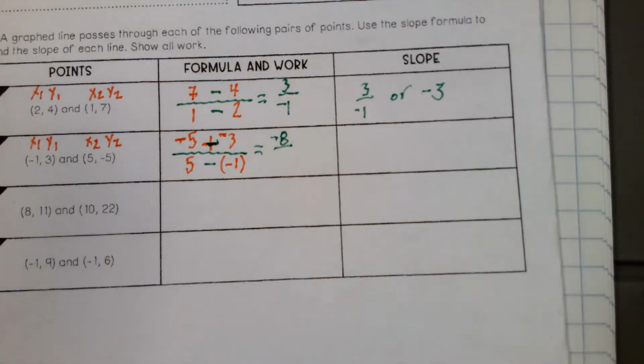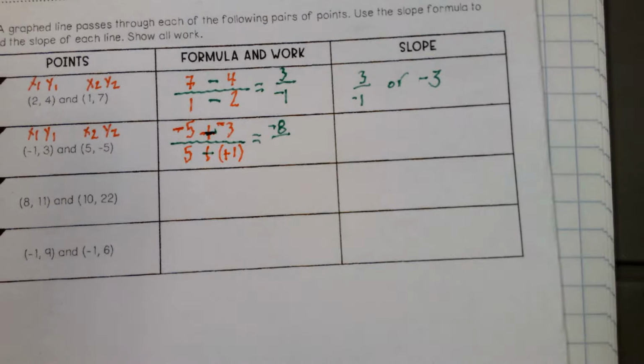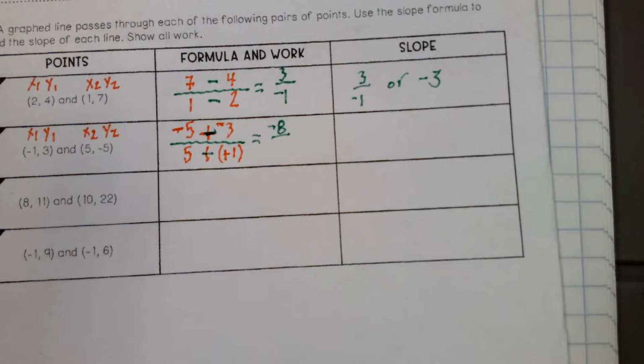And I'm going to do the same thing here. Keep this, change this, flip this. So now it's just 5 plus 1. 6.